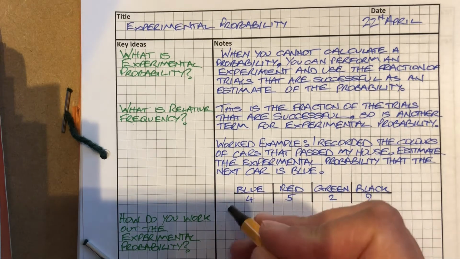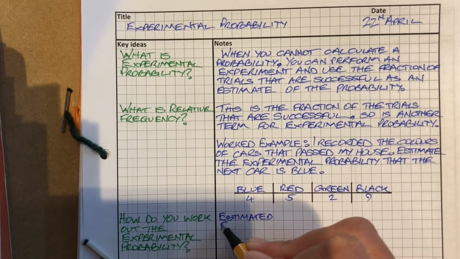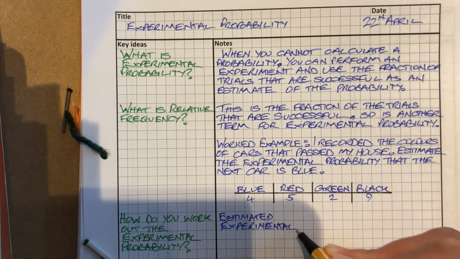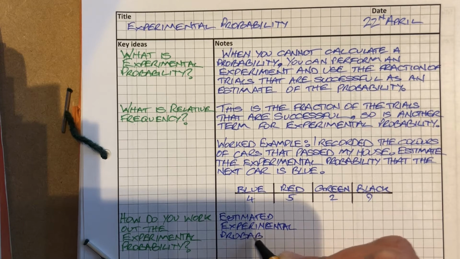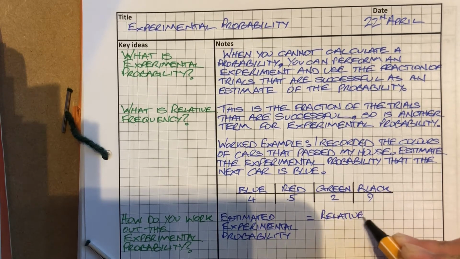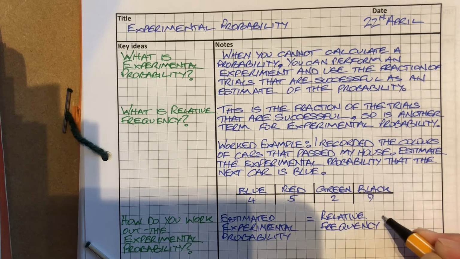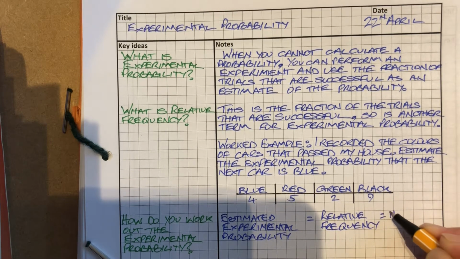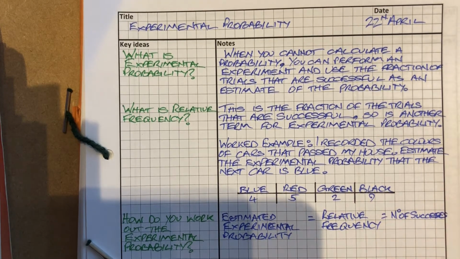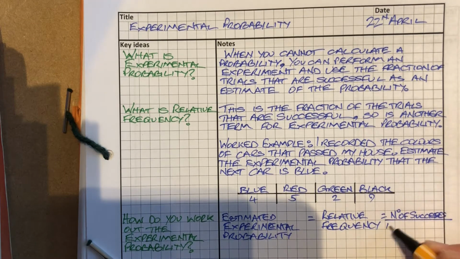And my estimated experimental probability is the same as my relative frequency, and that is the number of successful trials, I've only just got enough space here, over the total number of trials.